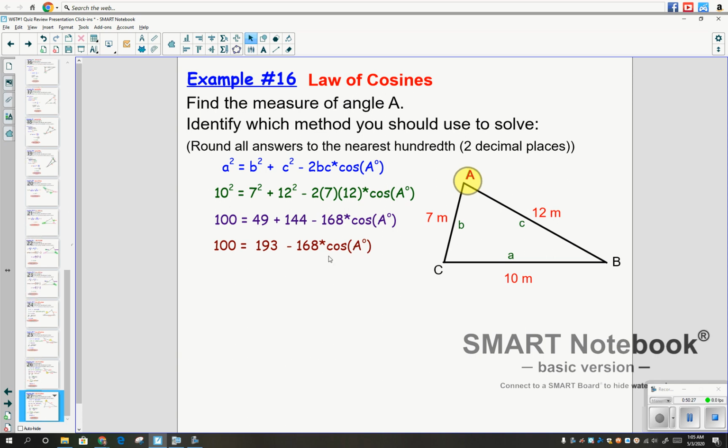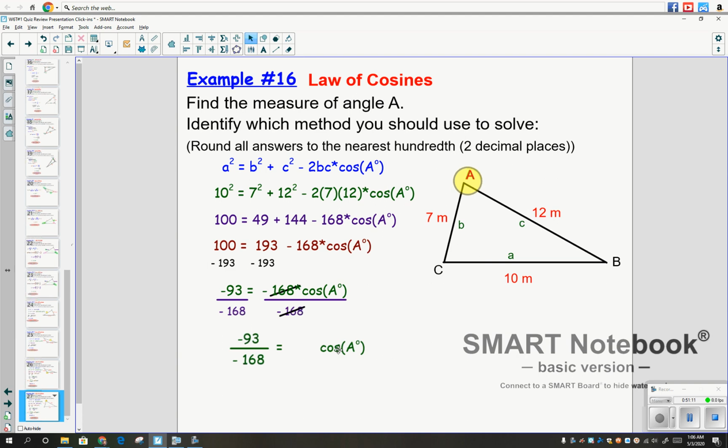I want to get this term by itself, so I want to get rid of 193. I'm going to subtract it from both sides to do that. 100 minus 193 is negative 93 equals negative 168 times cosine of A. Well, let's get rid of the 168 because I want to get cosine of A by itself first. Divide. The opposite of multiplication is to divide. They'll cancel out on the right. I have cosine of A equals negative 93 divided by negative 168.